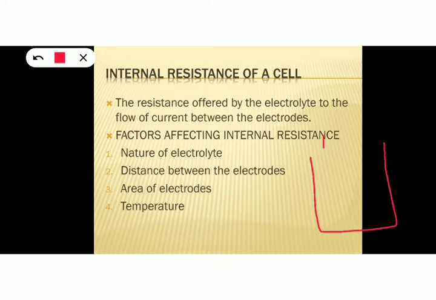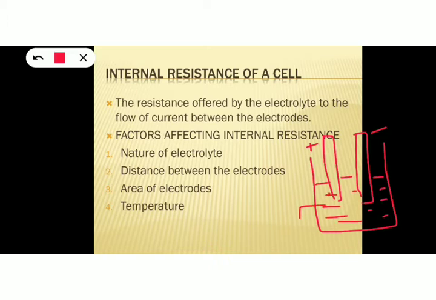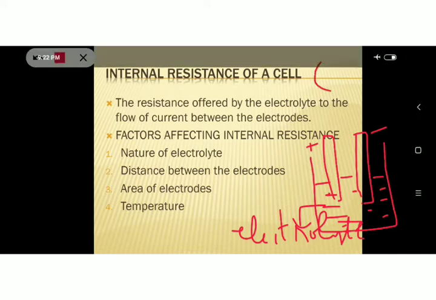Basically, a cell consists of two electrodes. One is a positive electrode and another one is a negative electrode. And both the electrodes are dipped in a solution, and this solution is known as electrolyte. Right? So this is the basic structure of the cell. This electrolyte offers a finite resistance when current flows between the electrodes. So this resistance offered by the electrolyte to the current flow between the electrodes is known as internal resistance of a cell. The internal resistance is denoted by the letter small r.